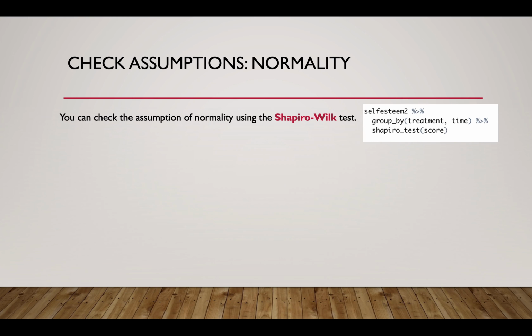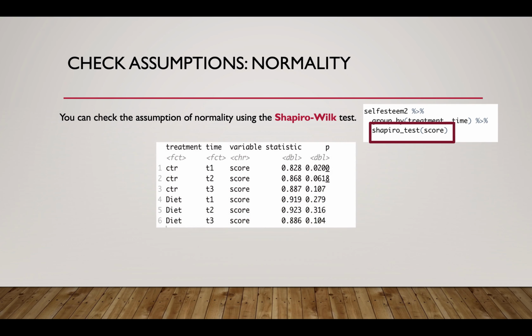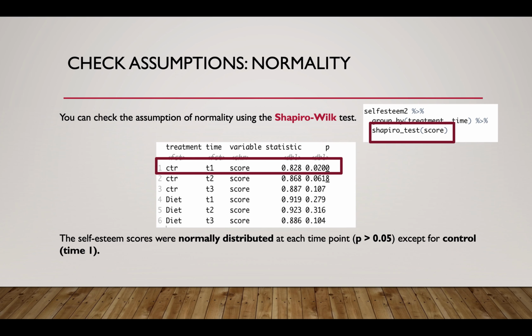The next assumption we need to check is that our outcome or dependent variable is normally distributed. And we can do this by using the Shapiro-Wilk test, like this. And here are our results. As you can see, self-esteem scores were normally distributed at each time point except for time 1, as this p-value is less than 0.05. But please do remember to check whether your supervisors have different cut-off points.